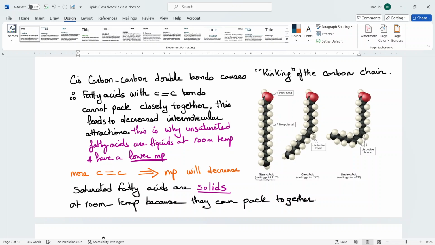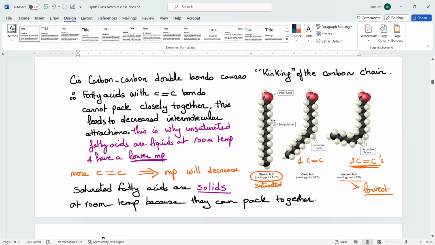This is why here I have three structures of fatty acids. I have stearic acid. Stearic acid is a saturated fatty acid. See how the melting point is 71 degrees, compared to the melting point of oleic acid, which has one C double bond C, and linoleic acid here, which has two C double bond Cs. As I increase the number of double bonds, the melting point is going to decrease. So that is going to be the lowest melting point compared to oleic acid and stearic acid.